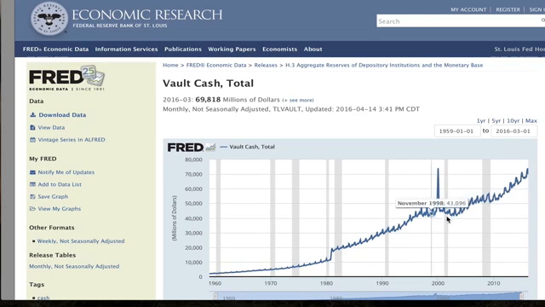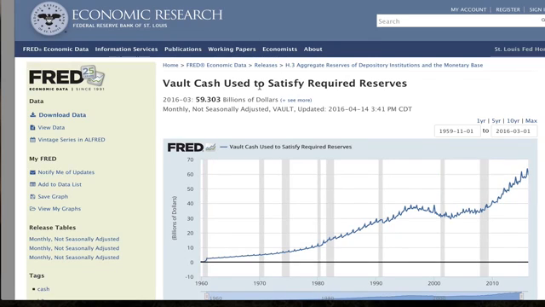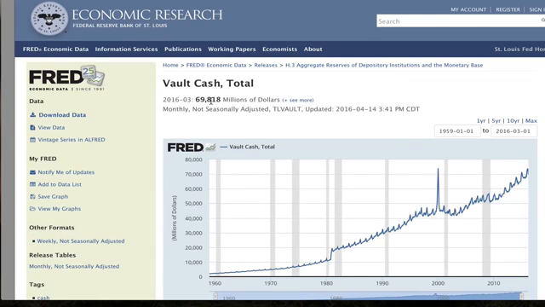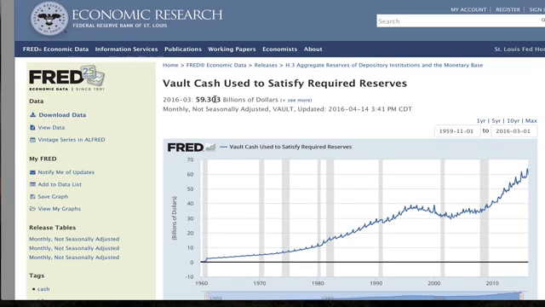But because some of this is pledged against loans, that is vault cash used to satisfy required reserves. So of the 69.8 billion, 59.3 is pledged against loans that have been made. So it's used to satisfy these required reserves. If they wanted to pay out any of these dollars, the bank that's paying it out would have to sell off the loans related to this vault cash used to satisfy required reserves to another bank, or they would have to call in the loan, which contracts the currency supply.